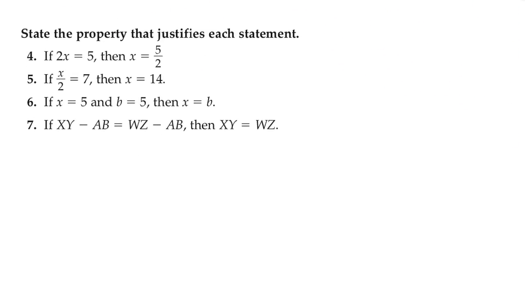All right, so state the property that justifies each. So we start with 2x equals 5, and we get to x equals that. So it looks to me like they divided both sides by 2. So this would be the division property of equality. Okay, the next one, you start with x divided by 2, and then they get to x. So yeah, it looks like they multiplied both sides by 2. So that will be the multiplicative property of equality.